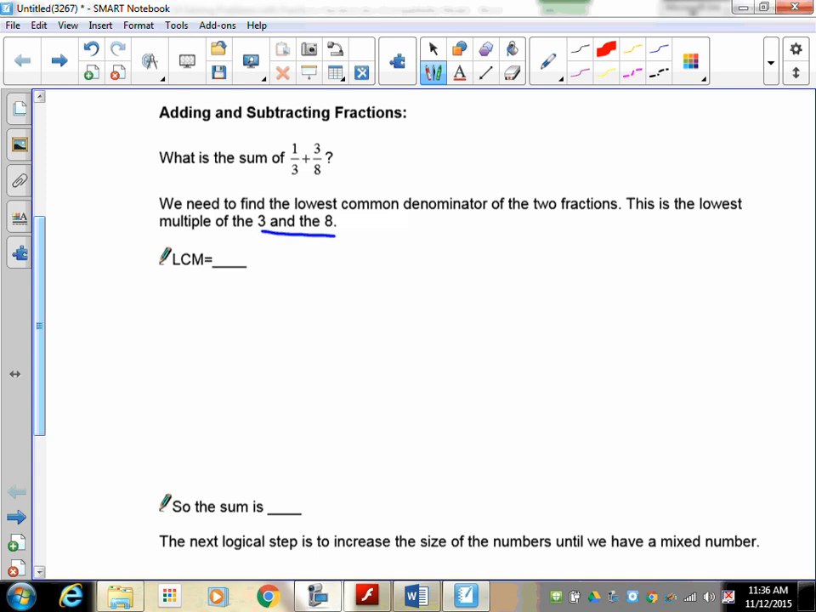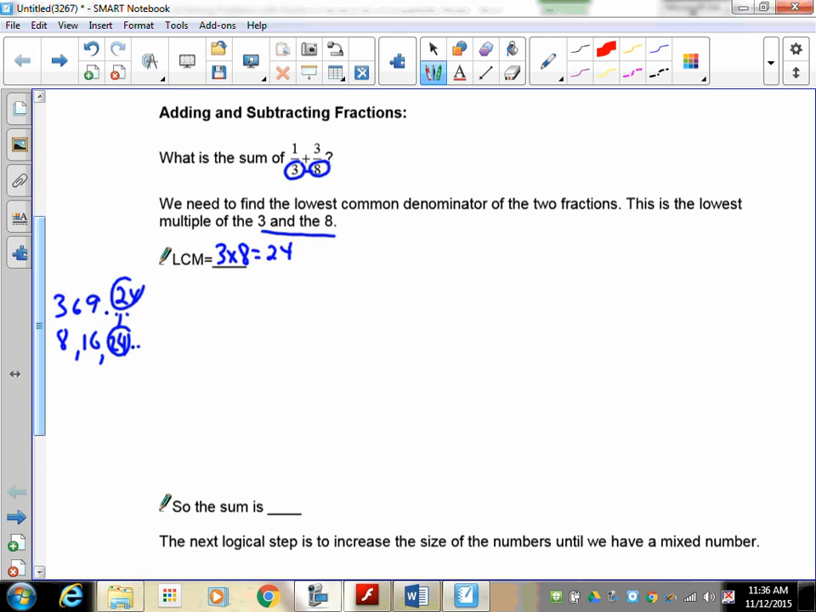Now, in the old days, what we did is we had you go 3, 6, 9, and then, of course, 8, 16, 24, and go until you found the number that was in both lists. That is 24 in this case. If you're having a hard time with that, what does work is to take the two denominators and multiply them. So in this case, 3 times 8 gives you 24.